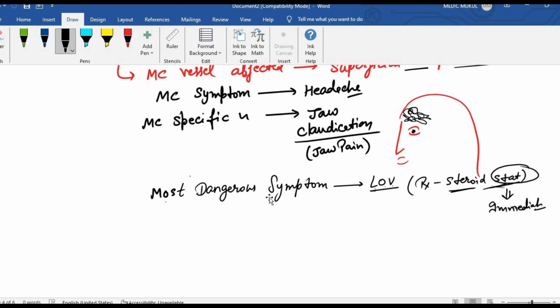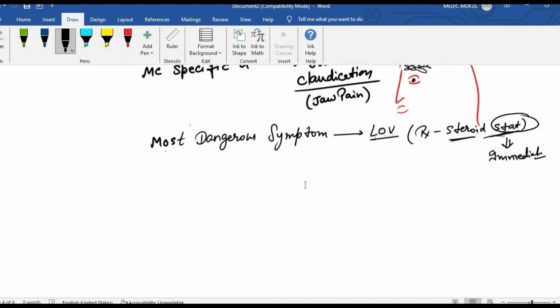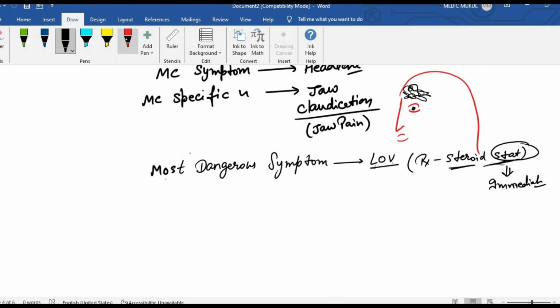So that is the most dangerous symptom, the loss of vision. The treatment is what? Steroid stat. That is immediately. On examination, what will we see? We will see this type of thickening, and these are known as the examination findings. On examination, we will see the nodular thickening.